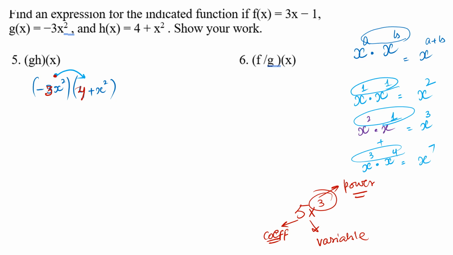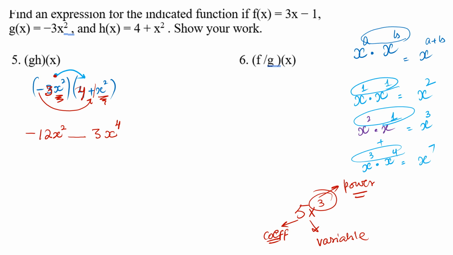So 3 times 4 with the negative sign gives you negative 12, and write the x squared as it is. Then this negative will be multiplied by positive, minus times plus is minus. Then 3, here no number means 1. 3 times 1 is 3. And now look at this: x squared here, x squared here. So we write the x as it is and we add the powers. So 2 plus 2 is 4.